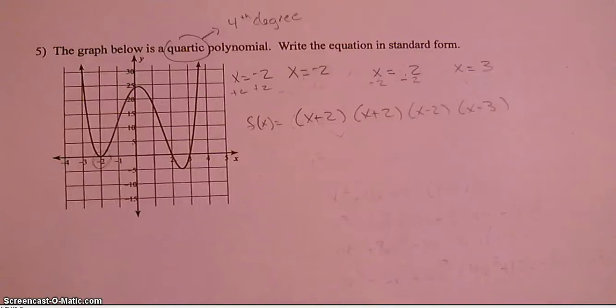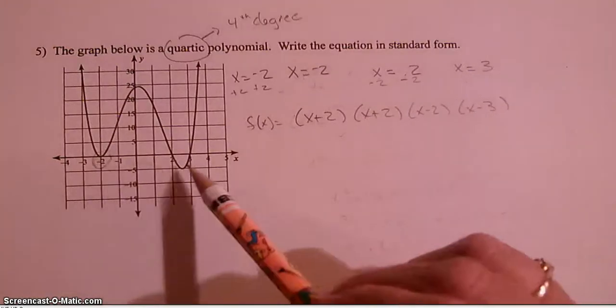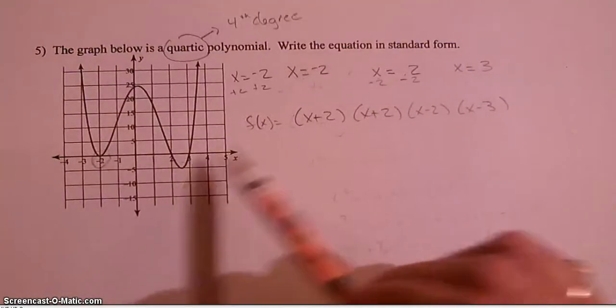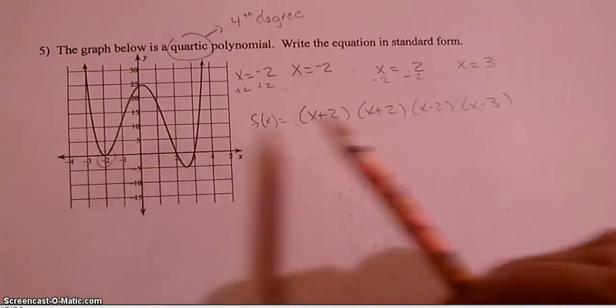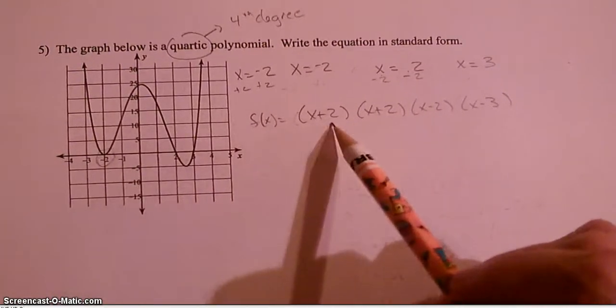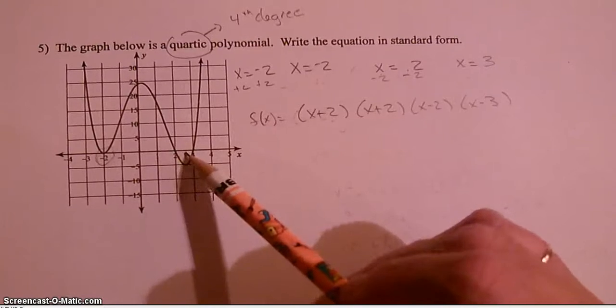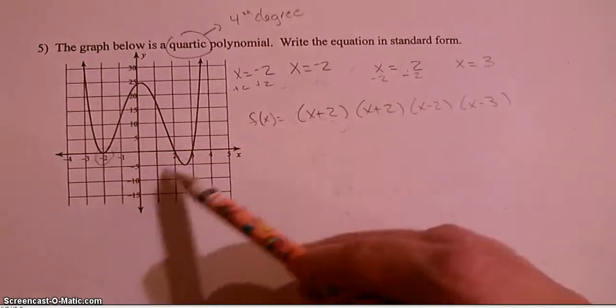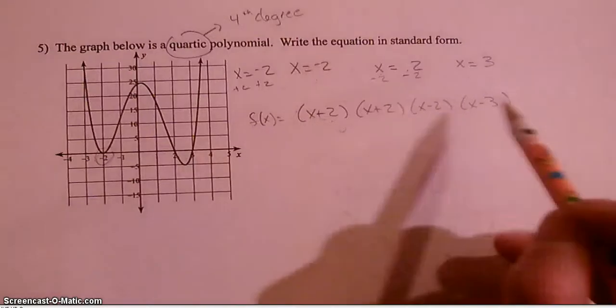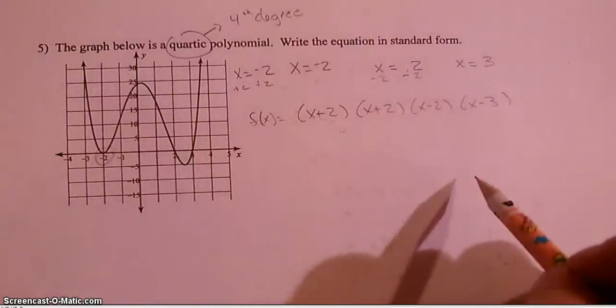One thing I want you all to keep in mind is that when we have our x-intercepts, our factors are always the opposite value. So here I have a negative 2, so my factors are x plus 2. I have a positive 2 as an x-intercept, my factor would be x minus 2. A positive 3 is my x-intercept, my factor would be x minus 3. We need to keep that in mind.